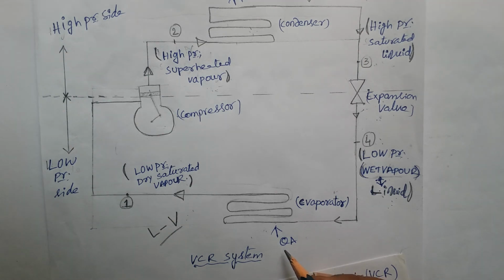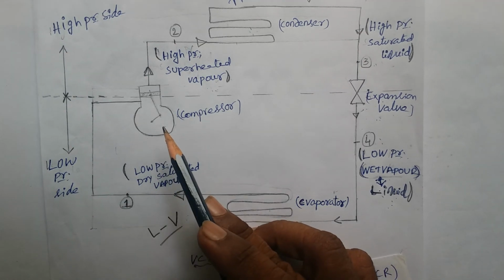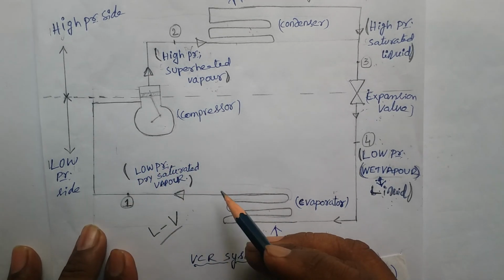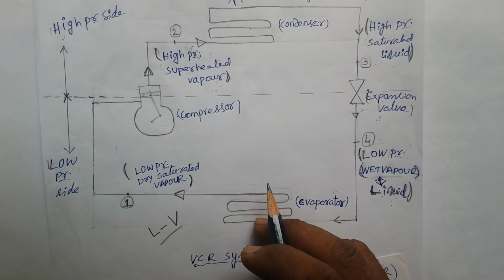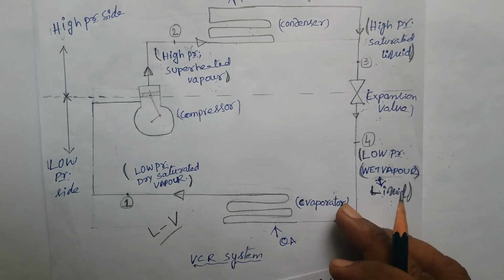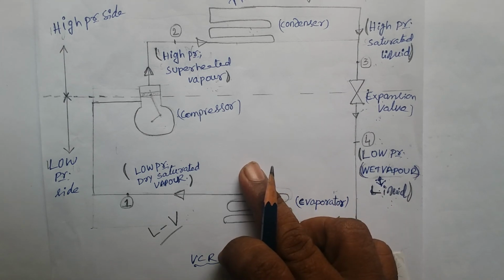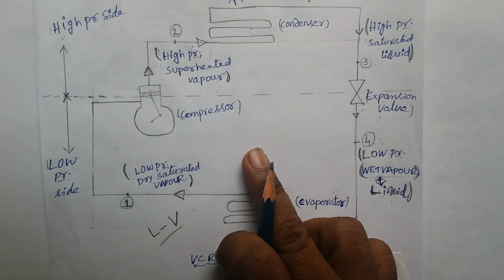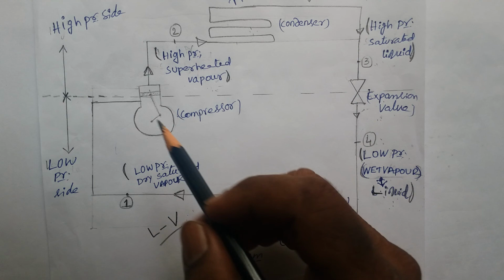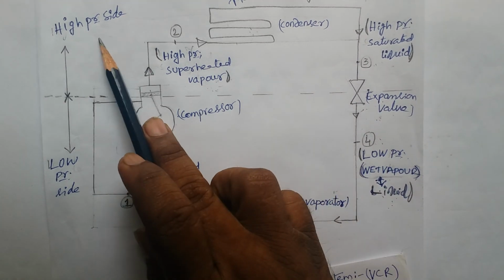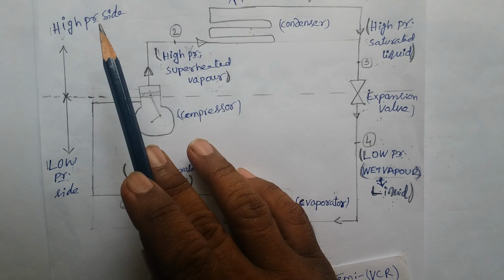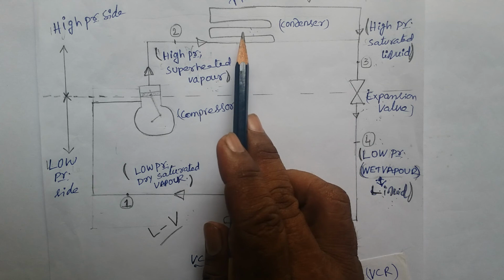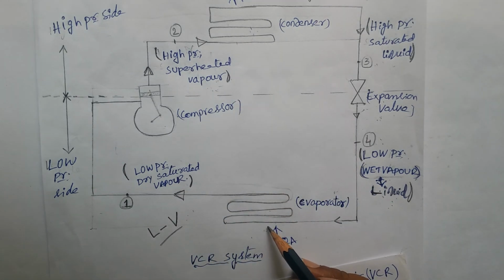Then it enters the compressor. The cycle continues like this. I will do the next video for the COP of VCR. Another point: this is called the high pressure side, and this is called the low pressure side. So on the high pressure side the condenser is there, and on the low pressure side the evaporator is there.